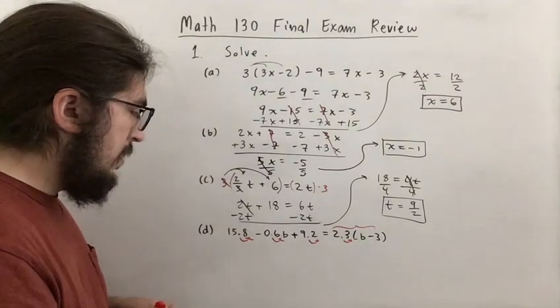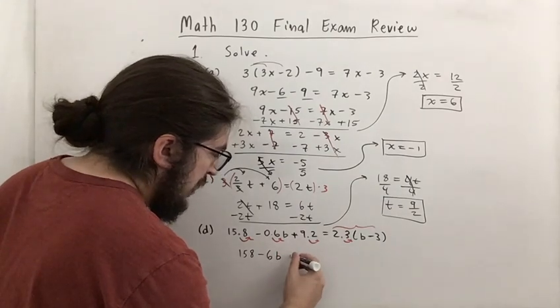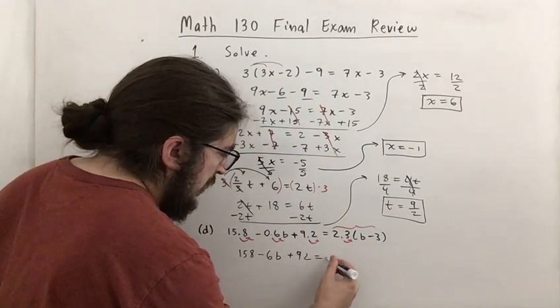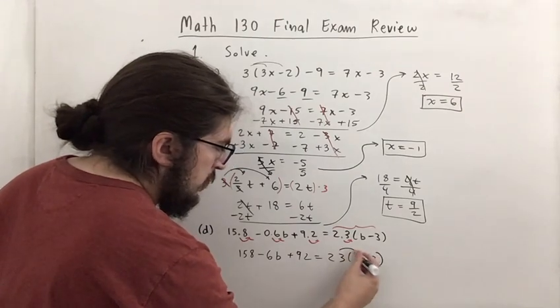Anyways, let's see what we get now. We have 158 minus 6b plus 92 is equal to 23 times b minus 3. So I'll distribute the 23.